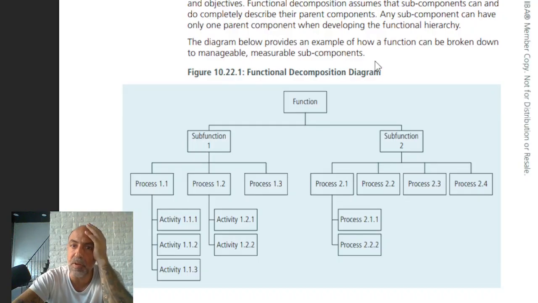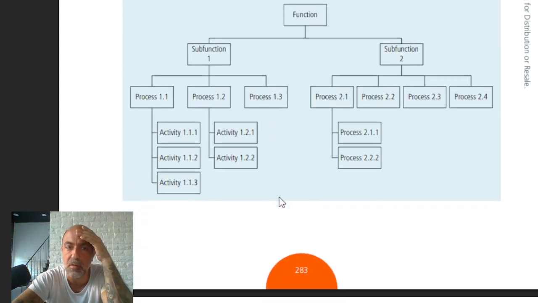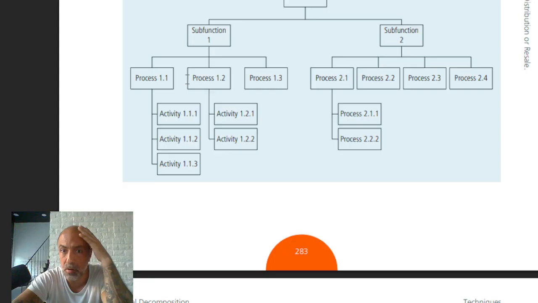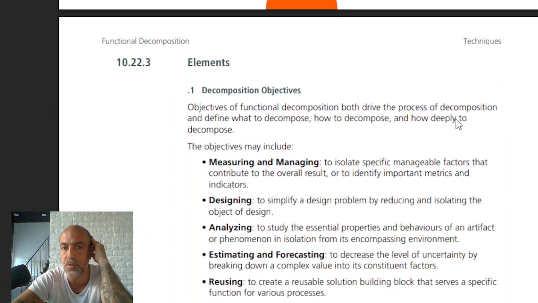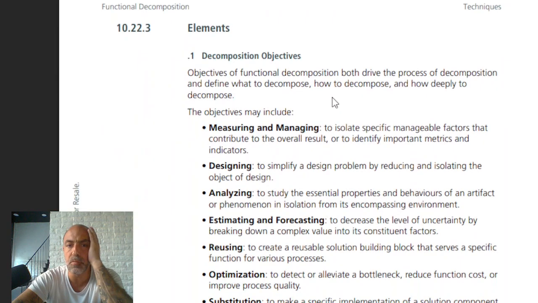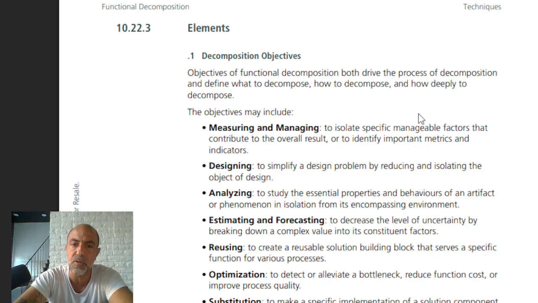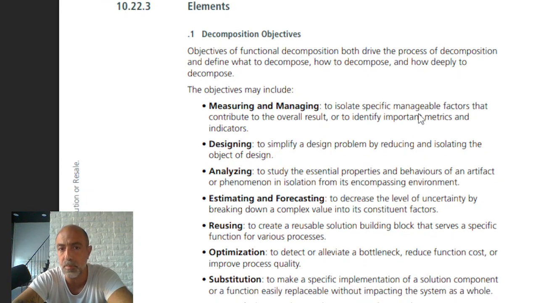So the diagram below provides an example of how a function can be broken down. There's a function, and there's a subfunction and subfunction, and there are different processes, and every process has its own activity, right? Or a process has another process and another activity, or whatever it is. What are the elements? What are the objectives? Like, what are we doing? The objective of functional decomposition both drives the process of decomposition and defines what to decompose, how to decompose, and how deeply to decompose.